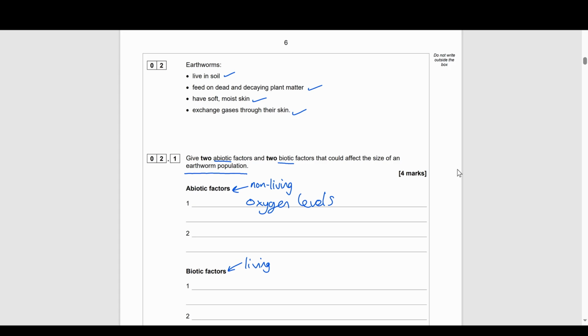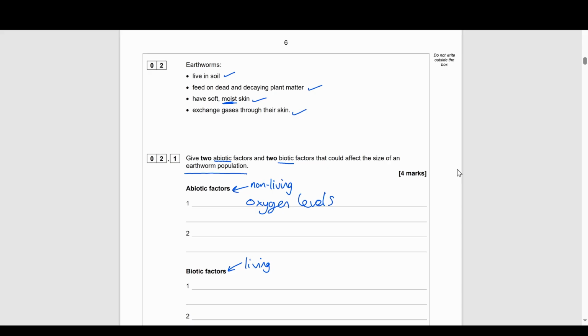Now, looking back at our points here, because these bullet points are important information for us at some point. So you can also think about what from here might indicate to us something that might be an abiotic factor. Well, it says they have soft, moist skin. So if there's moist skin, it's got to do with water. And the amount of water that could be present can definitely affect an earthworm population.